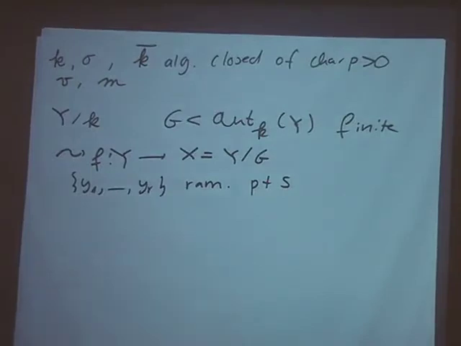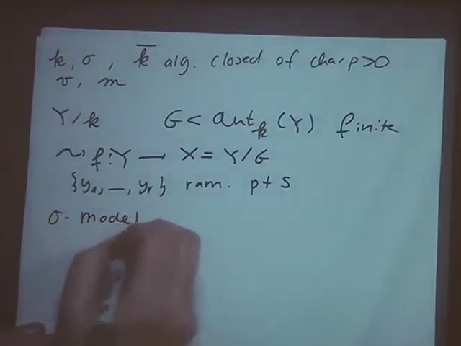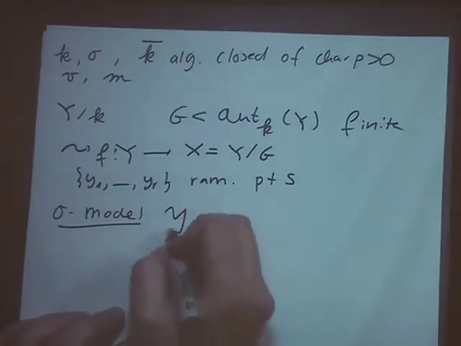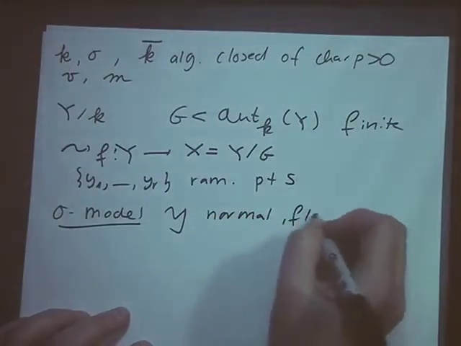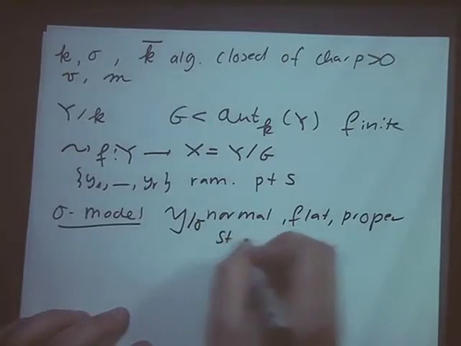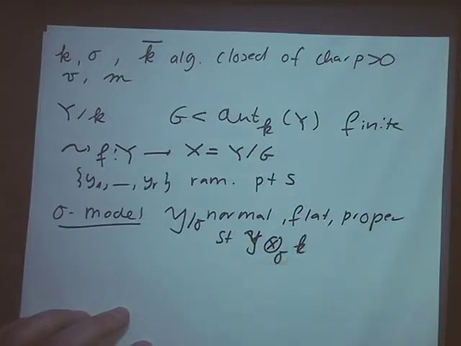Now I first want to tell you what I mean by reduction. What's the kind of thing that we want to look at? First, this we have actually already seen in Stefan's talk. A model of the curve Y over the discrete valuation ring O will be denoted by curly Y, and this is supposed to be a curve which is normal, flat, and proper over O, such that if I tensor it with my fraction field k, then this should be just the curve we started with.